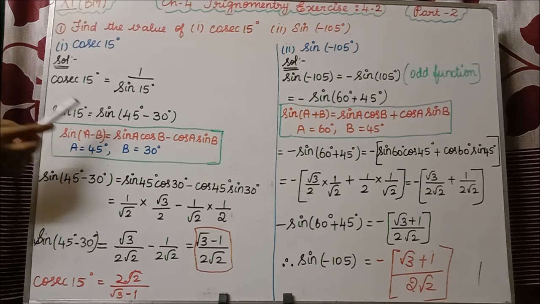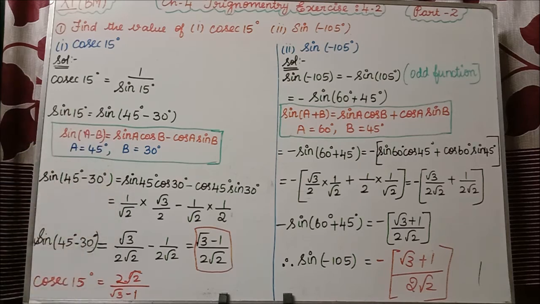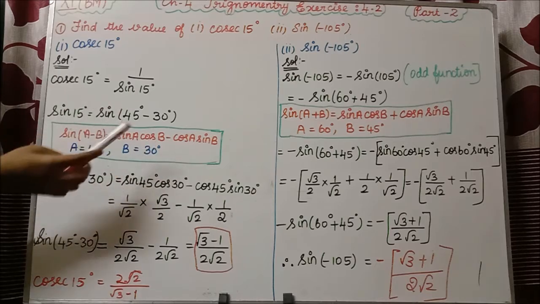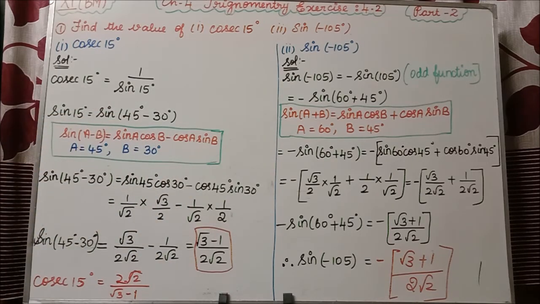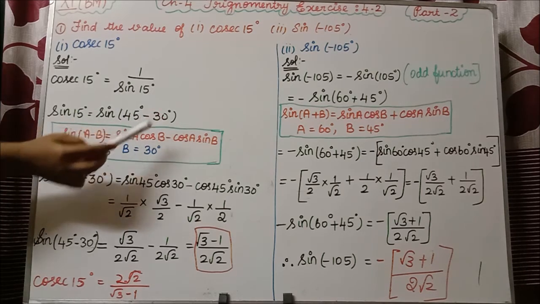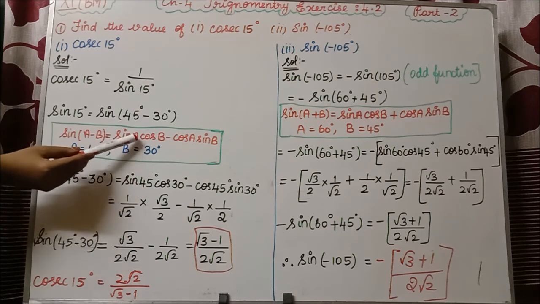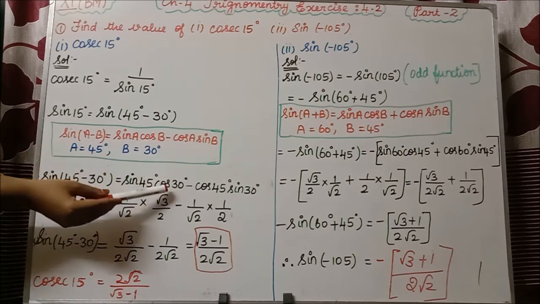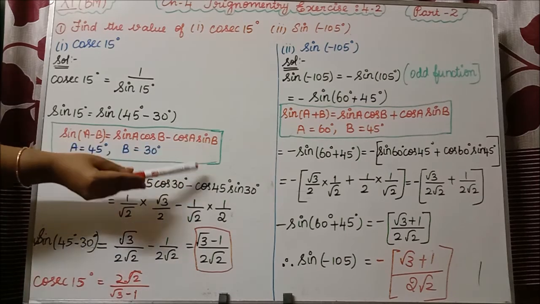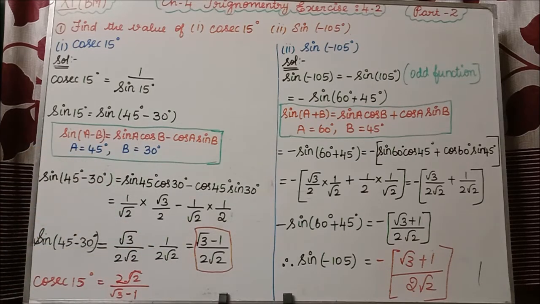The answer is 15 degree only. So after writing this, this is in sin(A minus B) form. So sin(A minus B), what is the formula? Sin A cos B minus cos A sin B. That is the formula we are having. In the place of A we are having 45 degree. In the place of B we are having 30 degree. So the next step, sin(45 degree minus 30 degree) is equal to sin A, 45 degree, cos B, so cos 30 degree, minus cos A, cos 45 degree, sin B, sin 30 degree we are having.